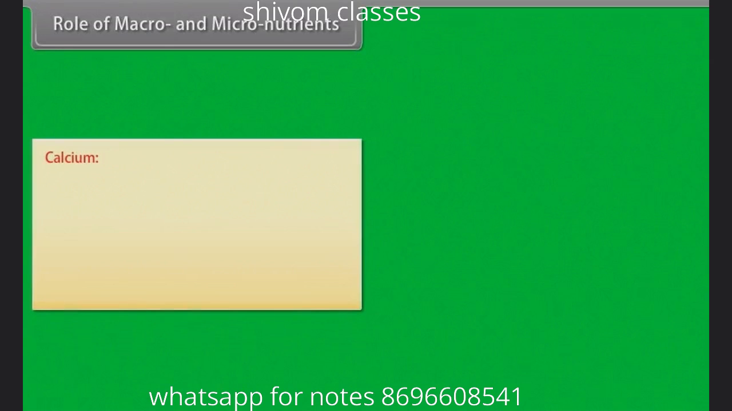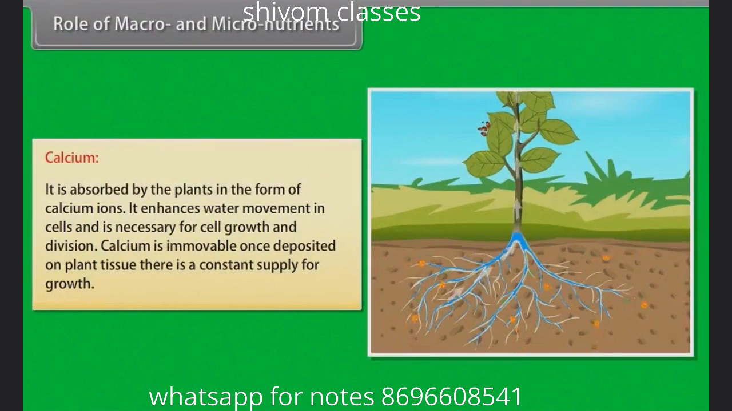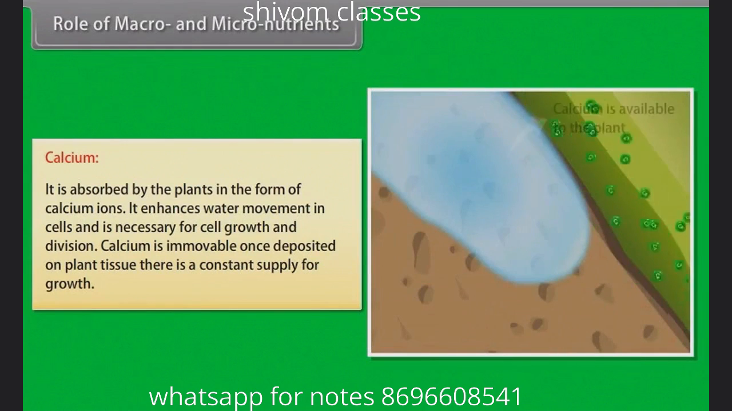Calcium. It is absorbed by the plant in the form of calcium ions. It enhances water movement in cells and is necessary for cell growth and division. Calcium is immovable. Once deposited in plant tissue, there is a constant supply for growth.